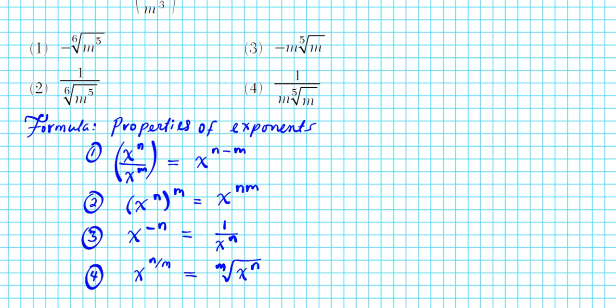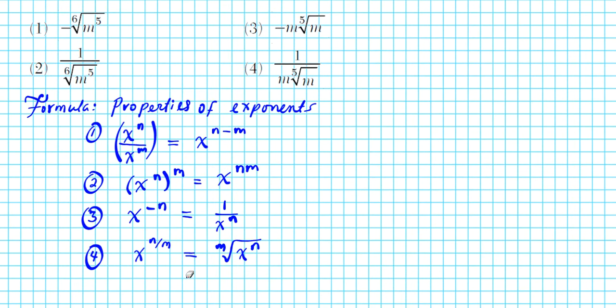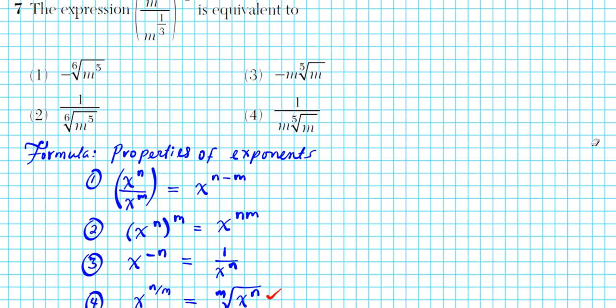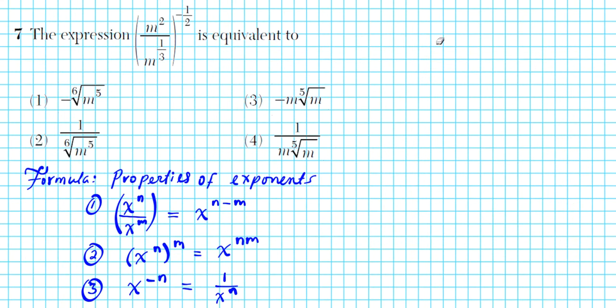This is one way of applying the rational exponents property, or it can be written as the mth root of x raised to the nth power. Okay, we're going to be using this option today, as you will see in the problem solving process. Okay, let's go ahead and get started. We have m squared over m to the 1/3 raised to the negative 1 over 2.